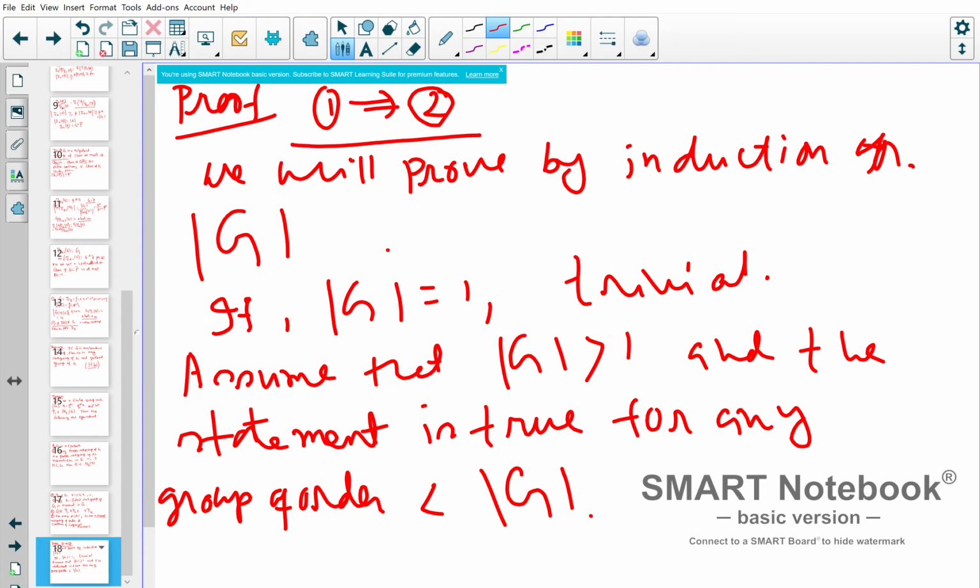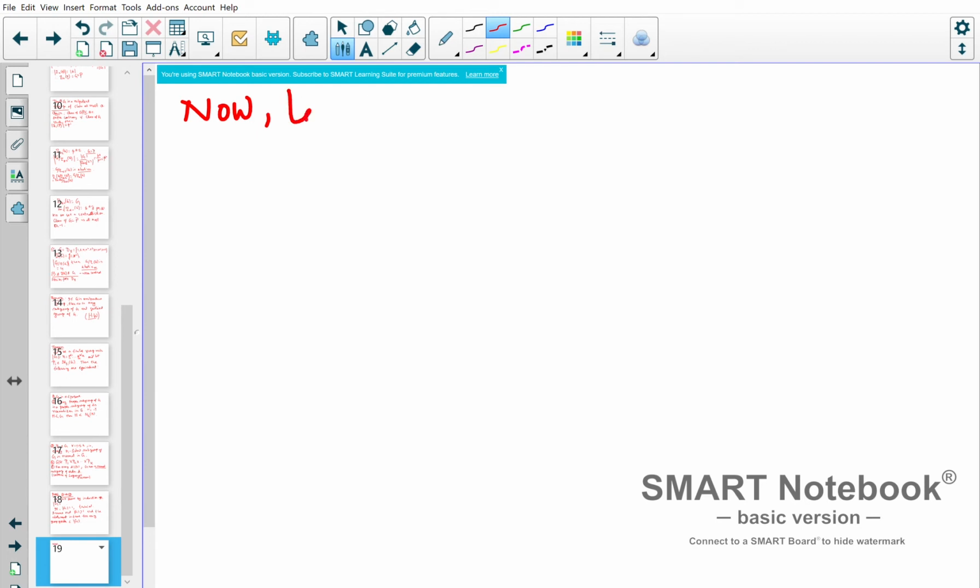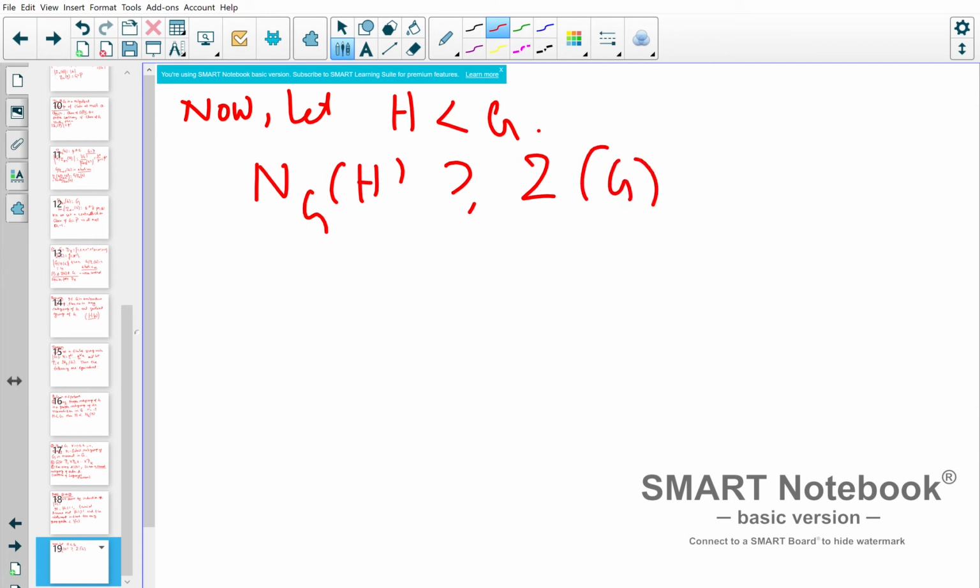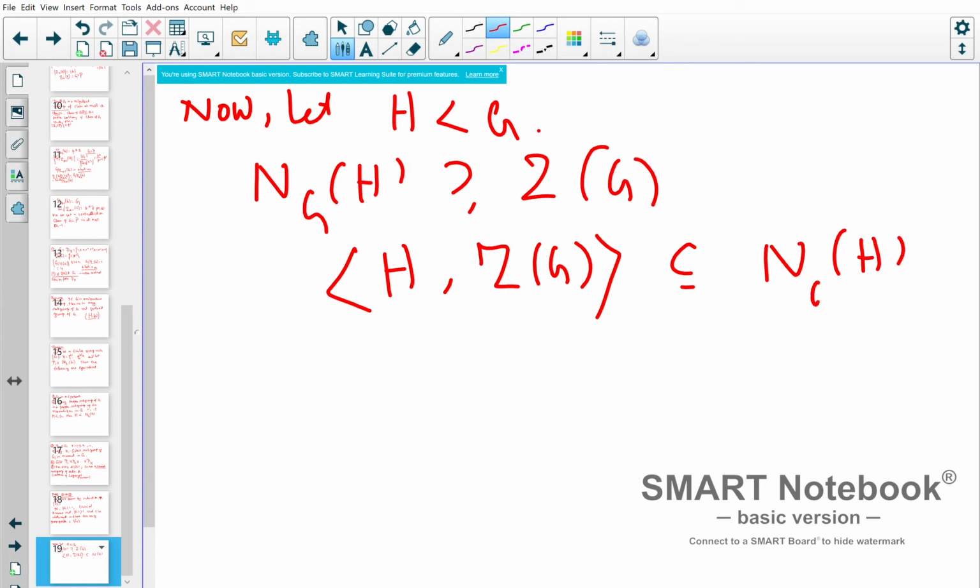And now we need to start with a proper subgroup. So now let H be a proper subgroup of G, right? And we always know that the normalizer of H always contains the center, because the center normalizes H always, right? So what does that mean? That means if you take a subgroup H and the center of the group G, this is always inside the normalizer of H, because H normalizes H and the center normalizes H, and H is sitting inside this, right? Clear?